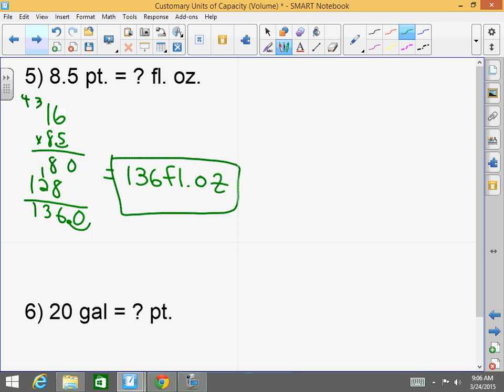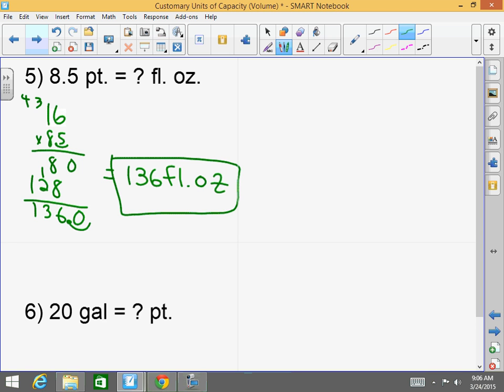How about here, gentlemen? I've got 20 gallons. How many pints does that equal? Am I going large to small or small to large? Large to small, so I multiply or divide? How many pints in a gallon? Now this one's pretty weird, because you're like, wait, there's no relationship between pints and gallons. This is where this gets a little bit difficult.